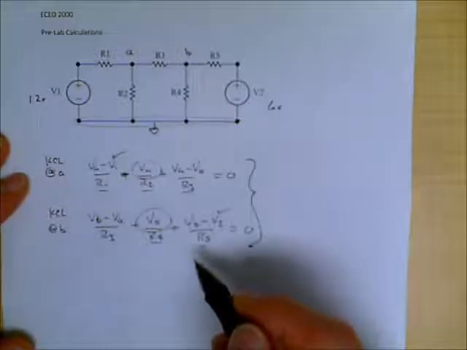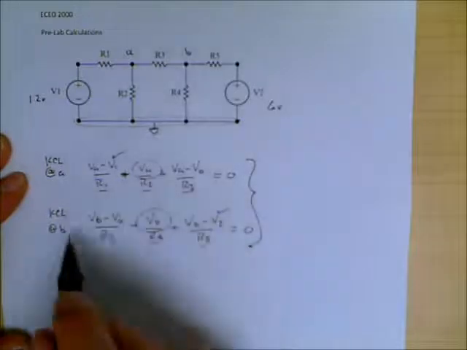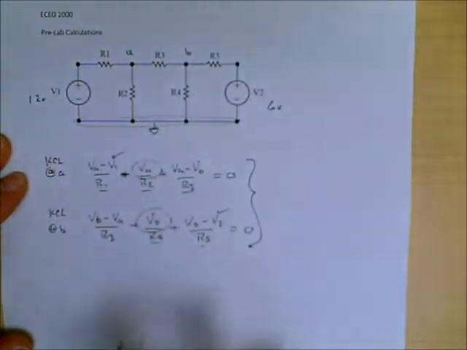So that's the setup for the pre-lab. You can plug the numbers into these 2 equations, solve for VA, VB, and you should be good to go.